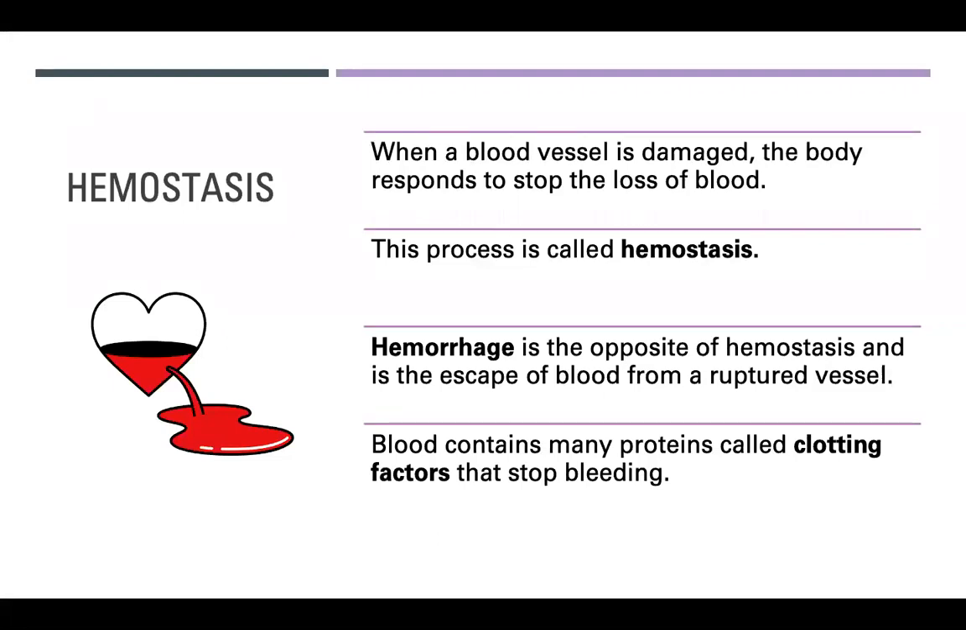So when a blood vessel is damaged, the body responds to the loss of blood. Your bone marrow has worked hard to produce red blood cells, and your tissues need red blood cells in order to get oxygen. So when there is a breach or a rupture in your vessel, your body's going to work hard to stop that loss of blood. This stopping of the loss of blood is a process called hemostasis. We've got hemorrhage, which is the opposite of hemostasis, and hemorrhage is the escape of blood from a ruptured vessel.